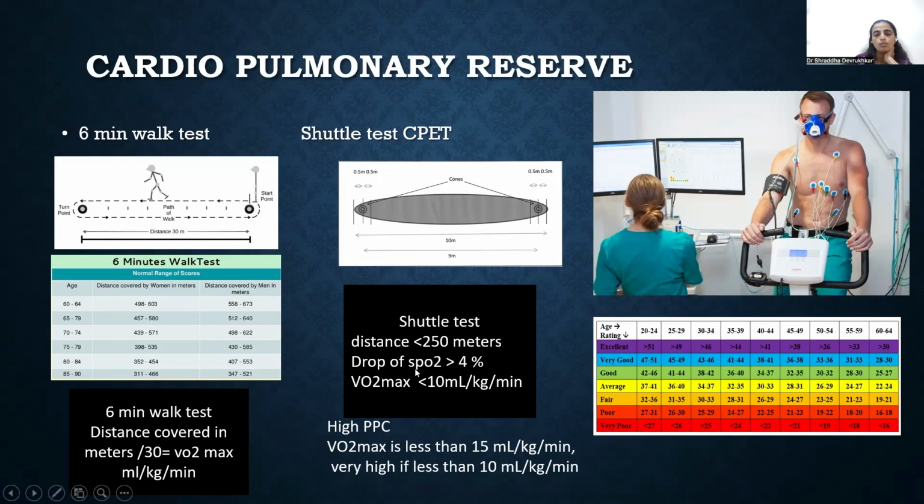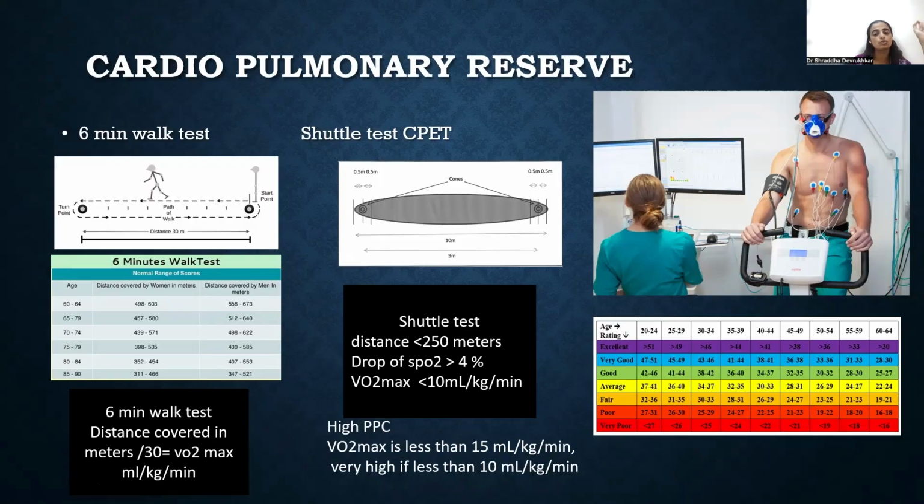And if there is a drop of SpO2 of more than 4%, you have to check a preoperative SpO2 and then check it again after this test. If there is a drop by 4%, that is a significant loss and you have a low VO2 max. So anything less than 15, the patient can have high chances of postoperative pulmonary complications.